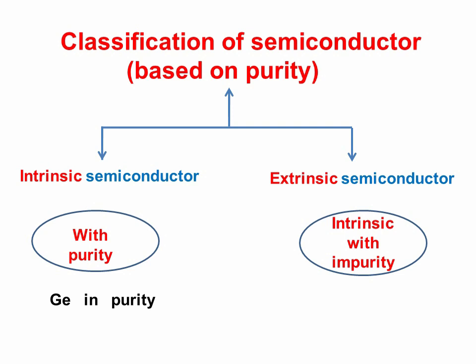Next, extrinsic semiconductor is nothing but just add impurities to the intrinsic semiconductor, then it will become extrinsic semiconductor. So, in order to increase the electrical conductivity phenomenon, we just add impurity to the intrinsic semiconductor, is called as extrinsic semiconductor.